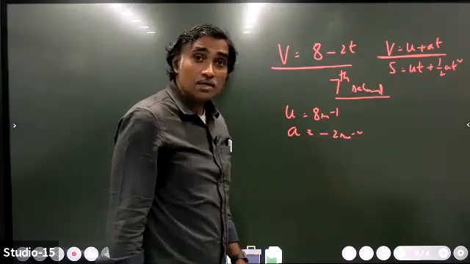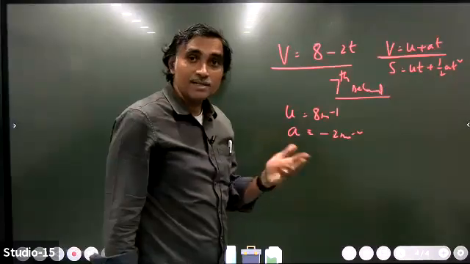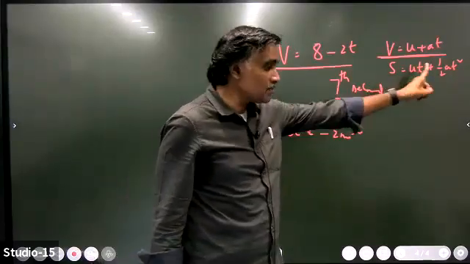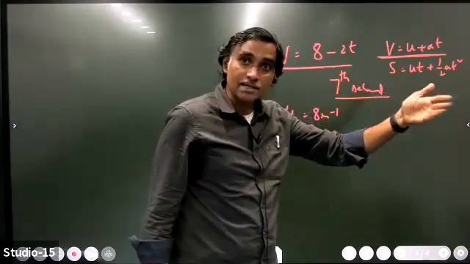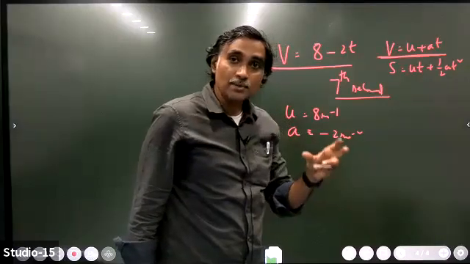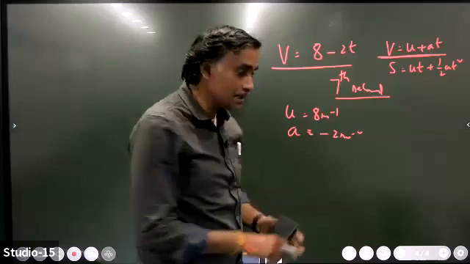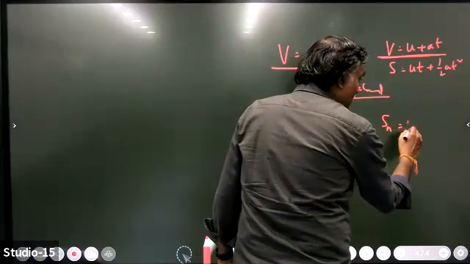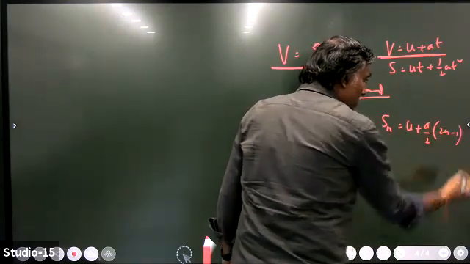Then, what is the question asked? Displacement during 7th second. Displacement in 7 seconds is not asked. This formula is for displacement in some time interval, like 7 seconds, 6 seconds, 10 seconds. What is displacement during a particular second, like the 7th second, 9th second, 11th second? That formula is the displacement during nth second formula: u plus a by 2 into 2n minus 1. This formula I should use.